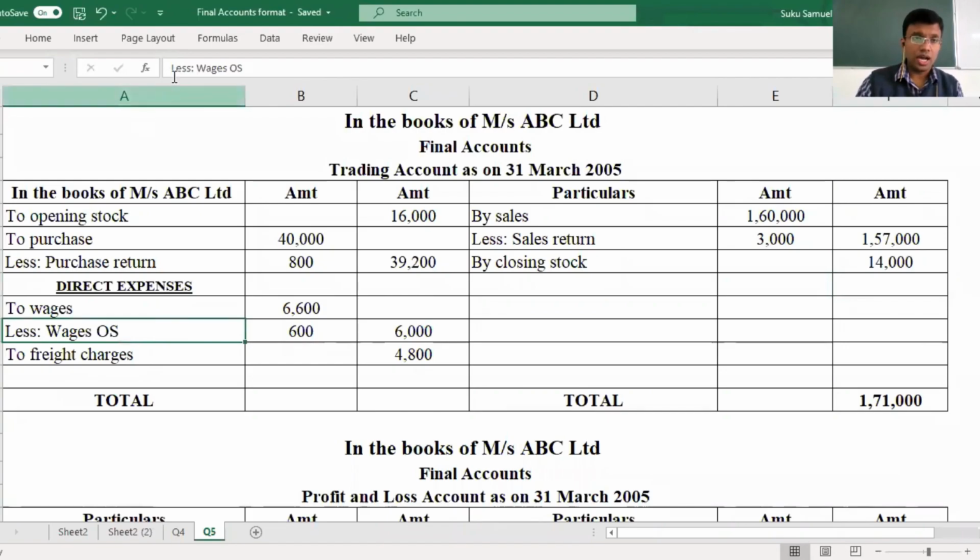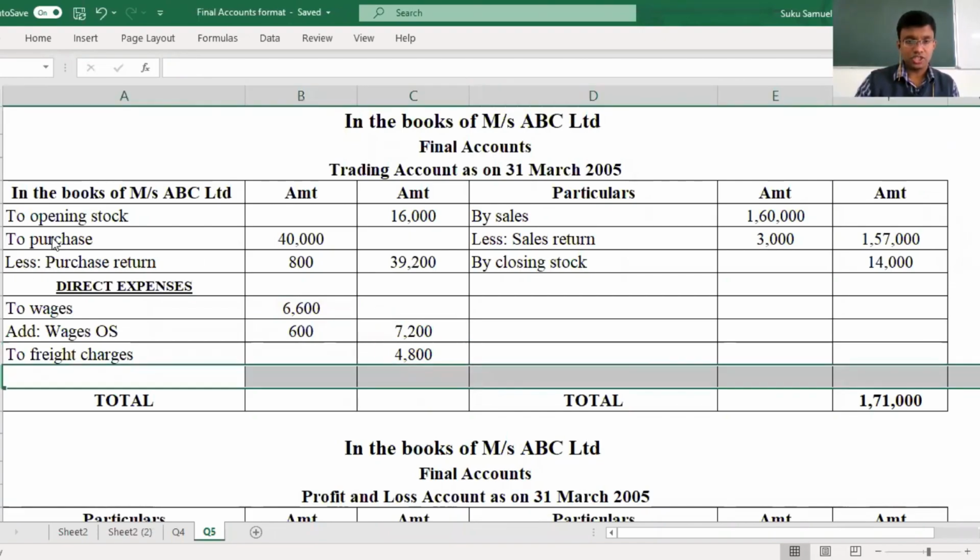I just happened to notice I made a small error with respect to the wages outstanding. I had subtracted it, but it is not subtraction, it is addition. Since the wages are outstanding, it should not be subtracted, it has to be added. So we have to make a note of that correction.